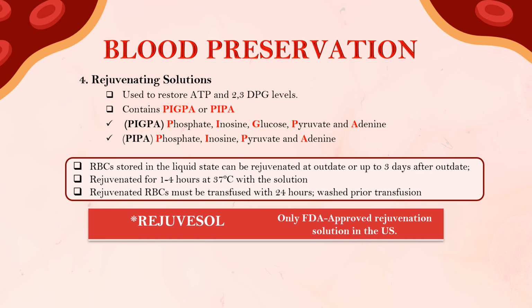This rejuvenation process, class, or the mixing procedure of your outdated RBC unit with the Rejuvesol, actually takes at least 60 minutes and a maximum processing time of 4 hours, or a processing time of 1 to 4 hours at 37 degrees centigrade. And always remember that when an RBC is rejuvenated, it is already considered as an open system, which means that it must be transfused within 24 hours.